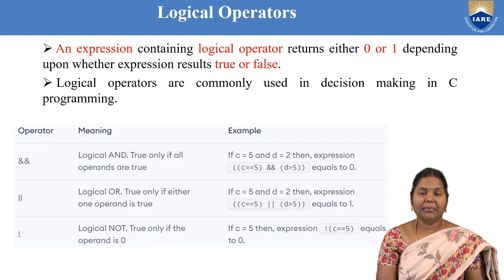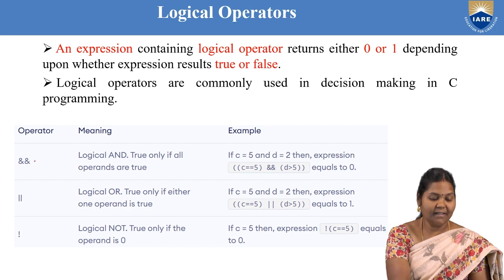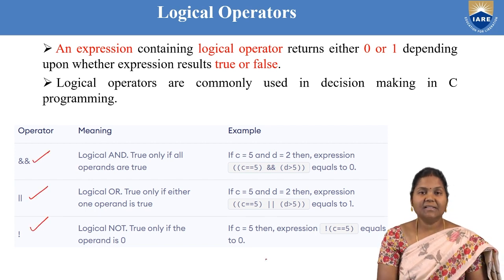The third category of operators are called logical operators. Now, an expression containing logical operator returns either 0 or 1 depending upon whether the expression is true or false. So, logical operators are commonly used in decision making in C programming. So, there are basically three logical operators. One is called logical AND, then second one is called logical OR, third one is called logical NOT. These three operators work on the principle of logic gates AND, OR and NOT.